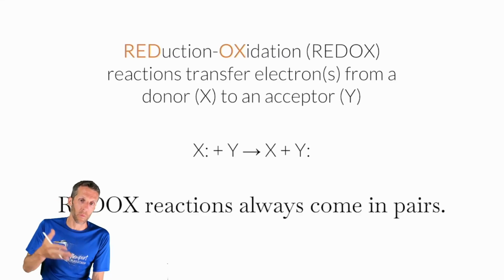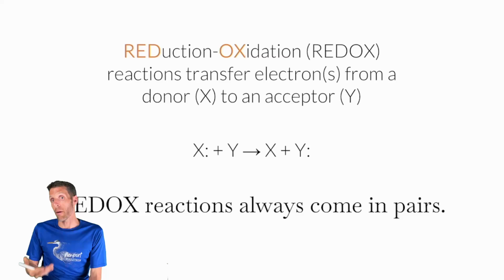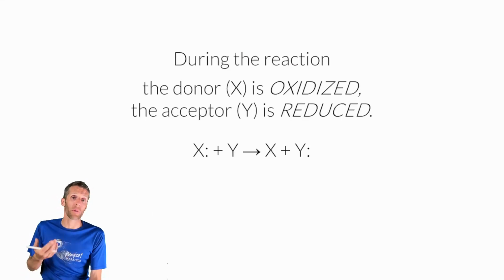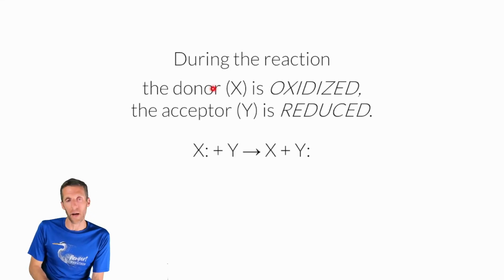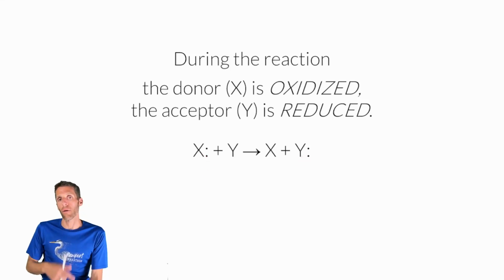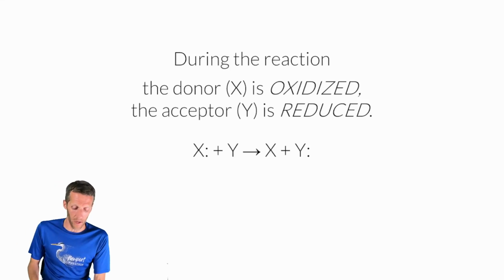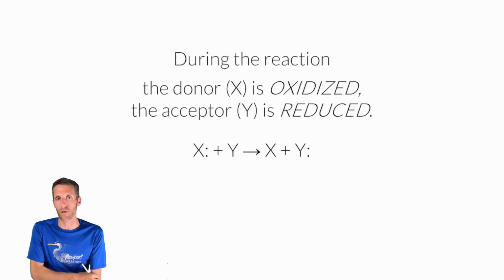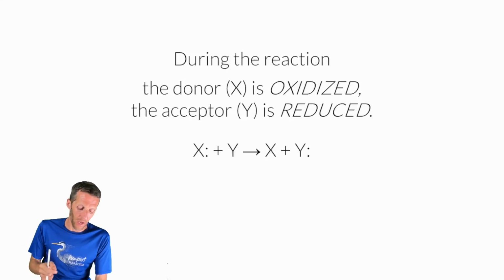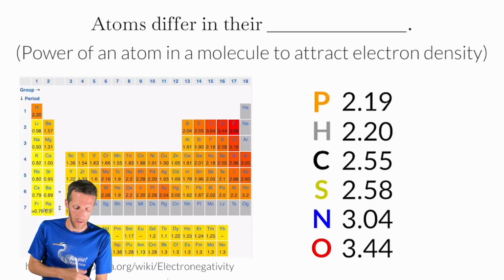Because of this process of moving electrons around, redox reactions are always going to come in pairs. So we're always going to see a donor and an acceptor. In terms of language, we would say that during this reaction, the donor X is being oxidized while the acceptor is being reduced. So we're seeing electrons go from X to Y. Oxidized just means loss of electrons. Reduced just means gain of electrons. That's the language that's used. So if it's not obvious to you, that's just a fact you have to learn about the universe. So we're going to oxidize and lose our electrons. We're going to reduce and gain electrons.